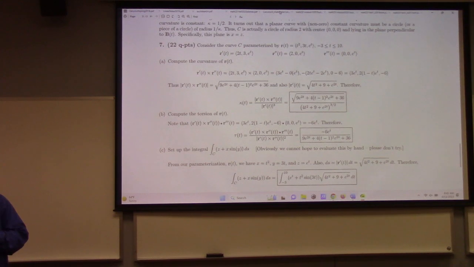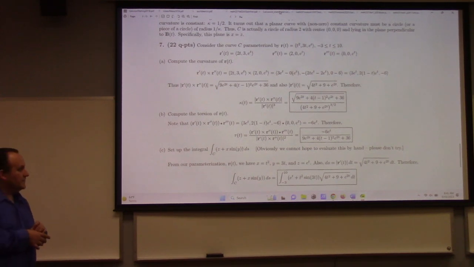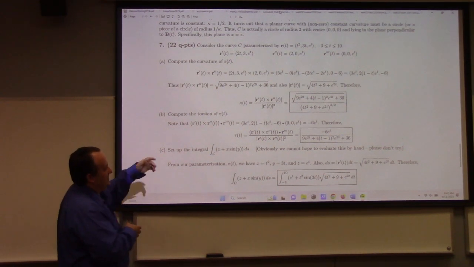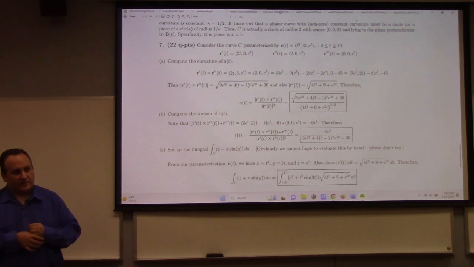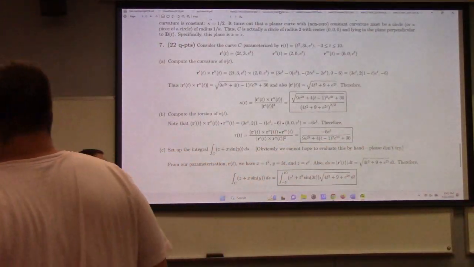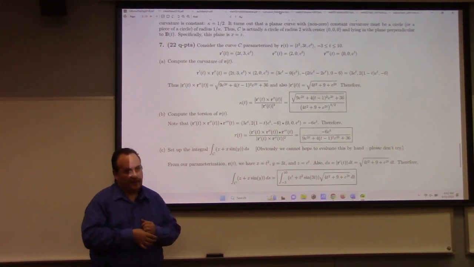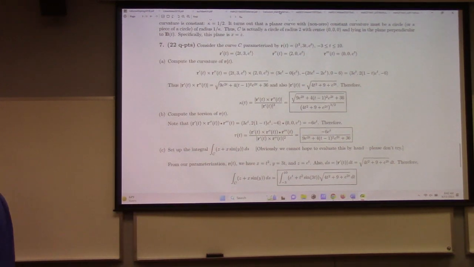Did we derive those? We have not. So do I expect you to use them? Not without deriving them, right? So anyway, if I was to expect you to use those special formulas for curvature and torsion, I'd have to have a problem before that problem where you actually derived those formulas. Which is not impossible, right?